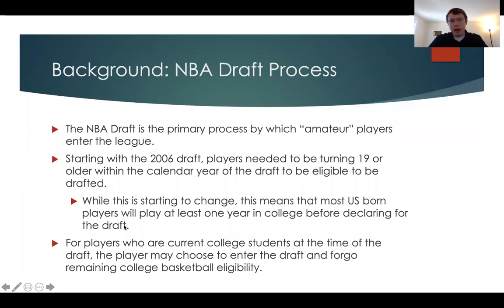So starting with a little bit of background, I want to first discuss the NBA draft process. The NBA draft is the primary process by which amateur players enter into the league. Starting with the 2006 draft, a rule was instated that players needed to be 19 or older within the calendar year of the draft to be eligible to be drafted. What this means is that players needed to be at least 1 year removed from their high school graduation.